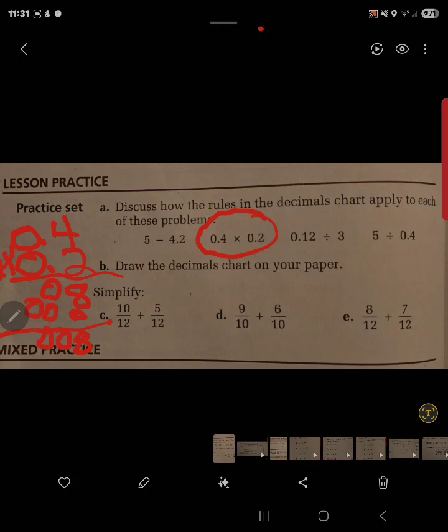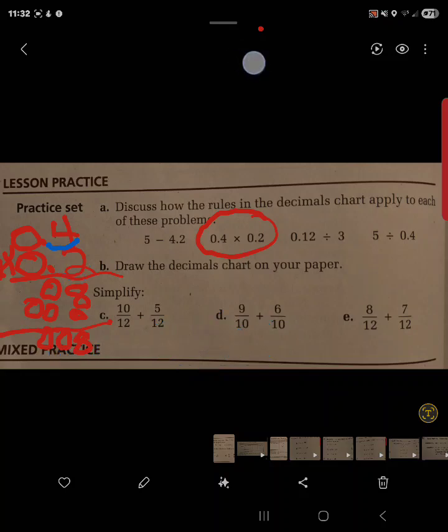But how many decimal places do we have? When we started this question, we actually had 1 decimal place and 2 decimal places. Our decimal is right here right now, but we're going to have to move it 2 to the left. So 1, 2, and our decimal place would be right there. So our final answer would be 0.08. Hopefully that made sense. That is the second operation.